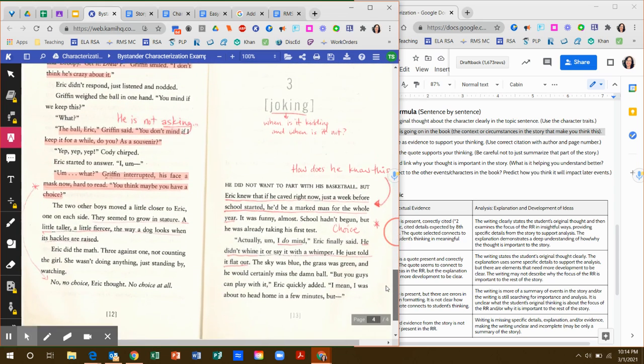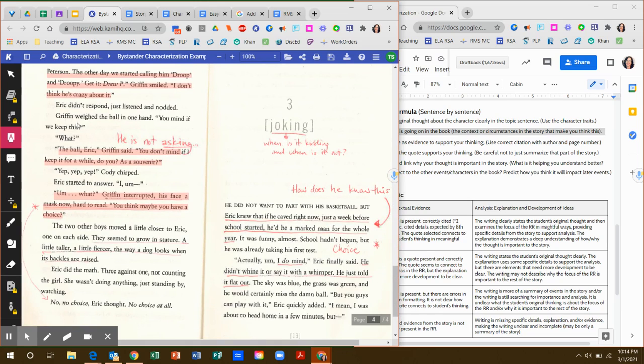It continues, but then there's this kind of tense moment where Griffin is holding this ball. So he's got this basketball and just kind of like, hey, he asks, do you mind if I keep this? But he's not really asking. "The ball," Griffin said, "you don't mind if I keep it for a while as a souvenir." And so here's this kid who's like his sidekick, who's like, yeah, right? And trying to be funny and just whatever. It was an annoying part of the book. And Eric kind of stammers, "What?" And then Griffin responds, "What?" Griffin interrupted, his face a mask now, hard to read. "You think maybe you have a choice?"